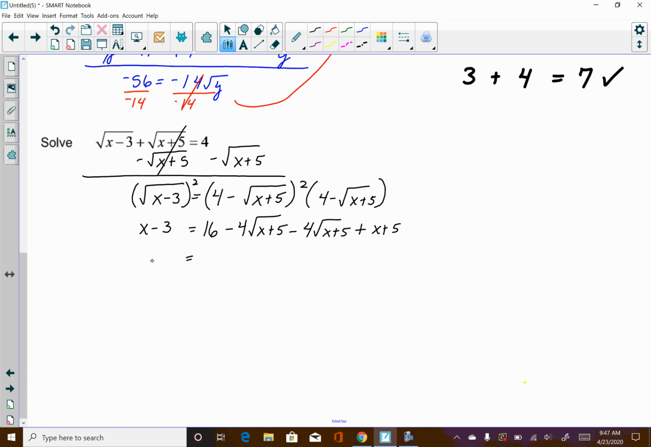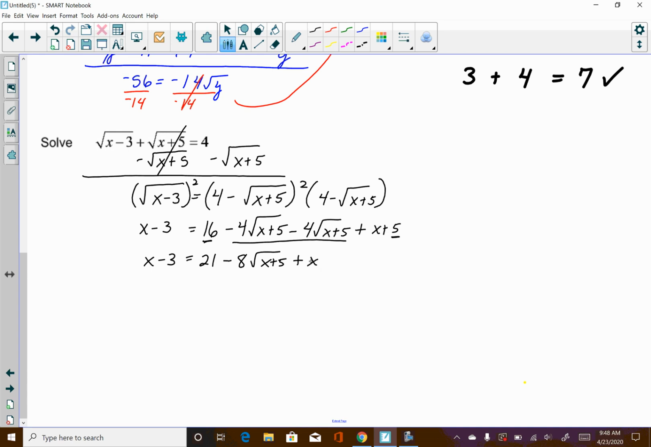Over here on the right hand side, let me combine like terms. I'm going to go ahead and combine my 16 and my 5. The 16 and 5 here will give me 21. Negative 4 and negative 4 give me minus 8 square root x plus 5. And then I have plus x.